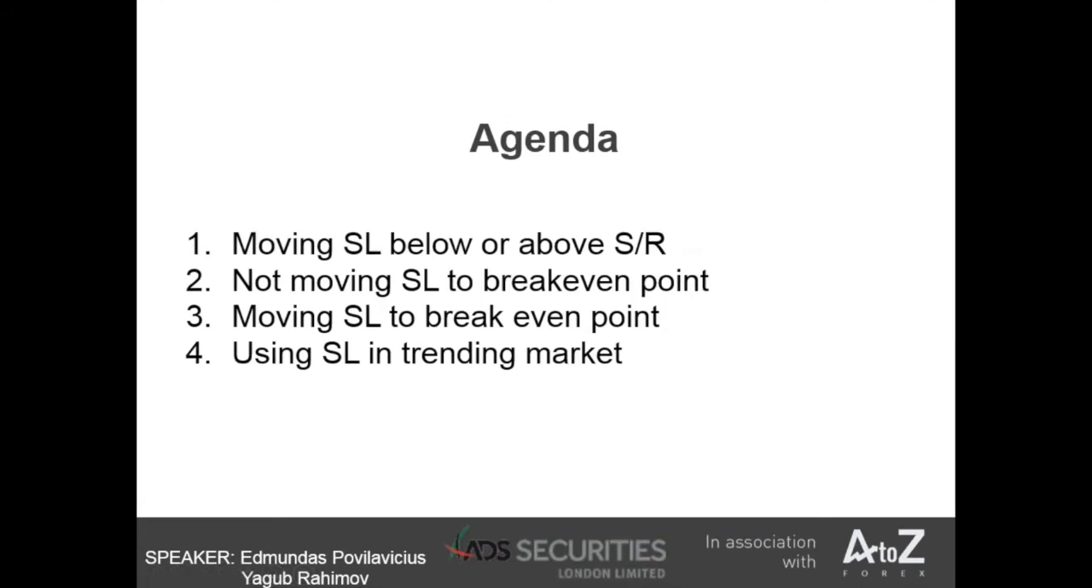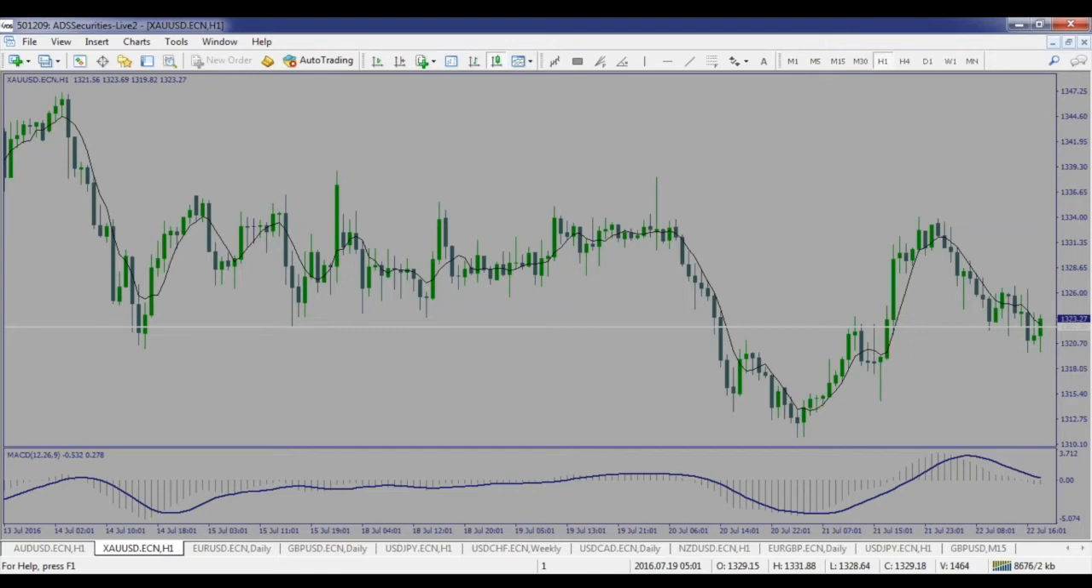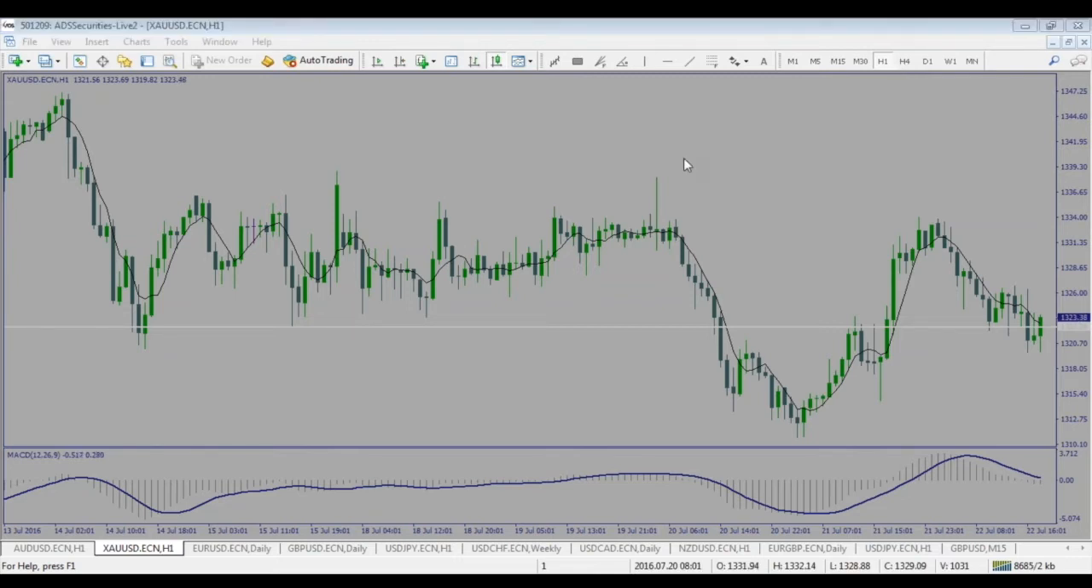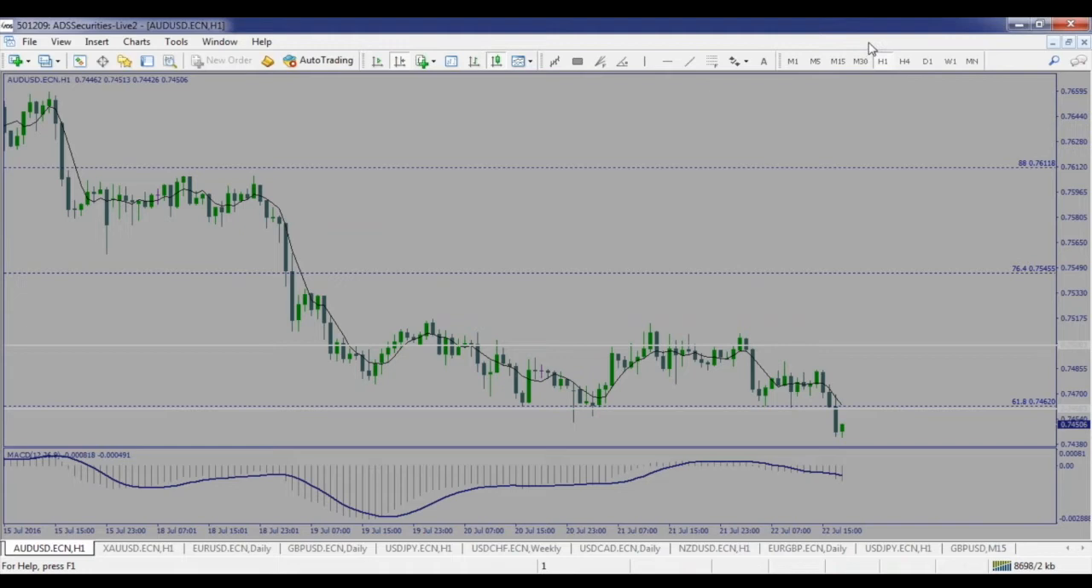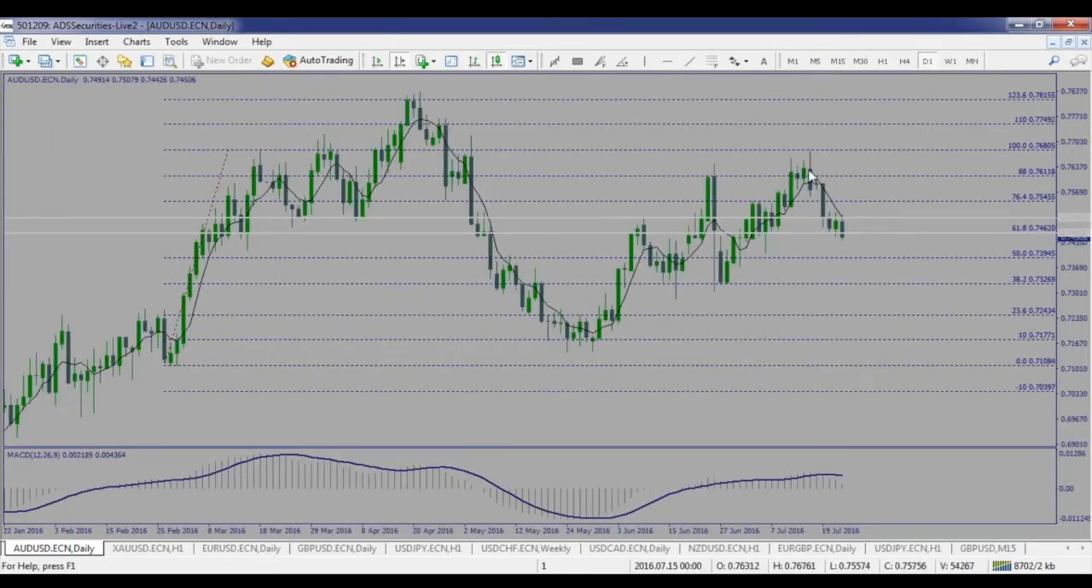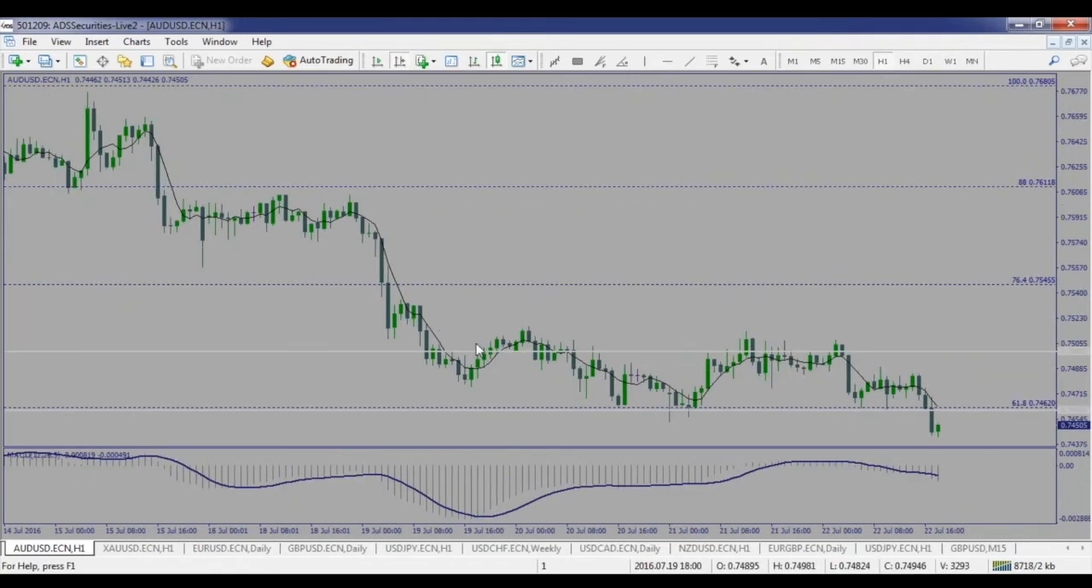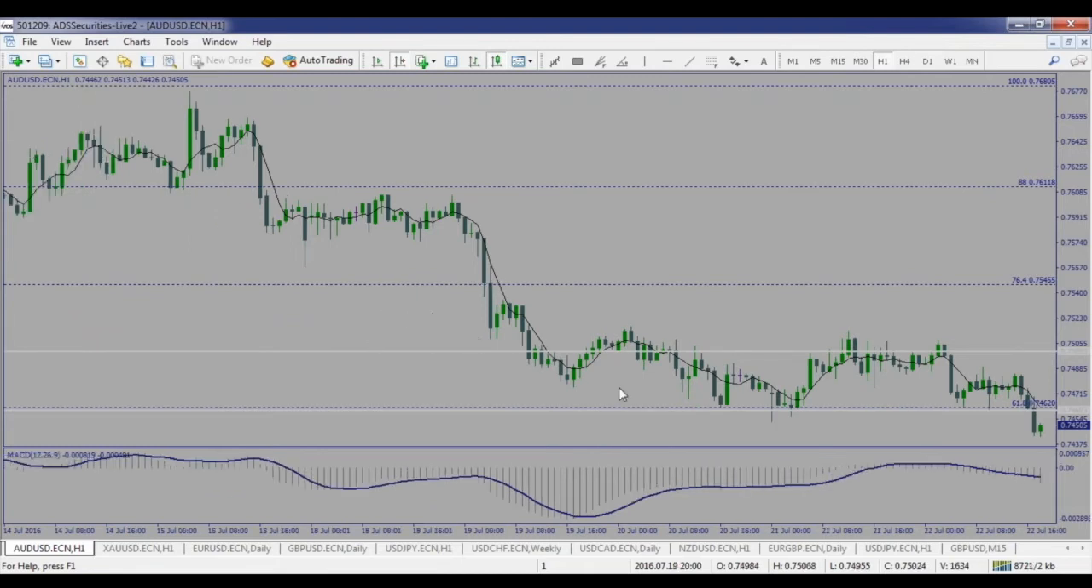Now, going for some examples, we start with the first point of moving stop loss below or above major levels. This generally applies in all markets and in all cases. Taking the example of Australian dollar, US dollar, I analyzed this pair at the start of the week and drew these two major levels, expecting the pair to consolidate in between them. You can find my analysis on a2zforex.com. So, having noted down those two levels, I expected the consolidation.